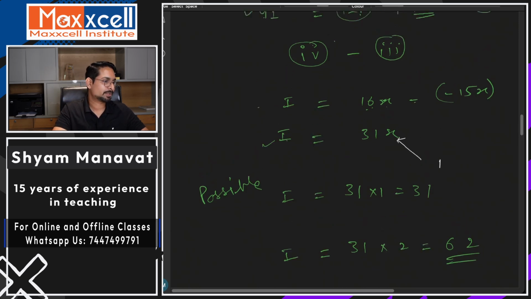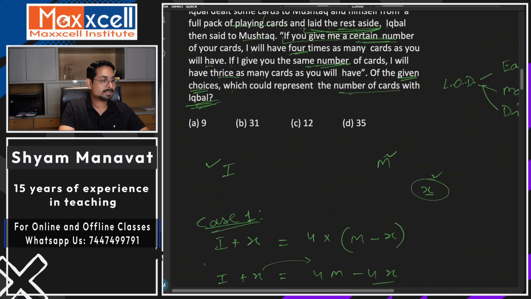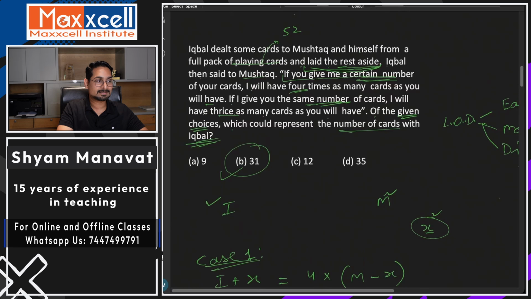Even if you look at the options, 31 is matching when you substitute x equal to 1. There is no option of 62. We don't have to think further, right? So what is the answer here? The answer is 31, right? Okay.